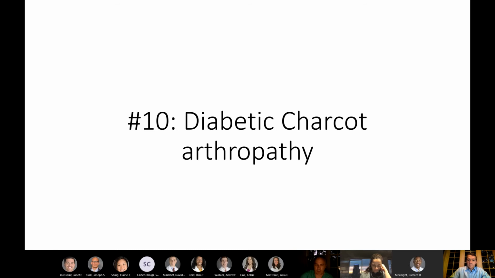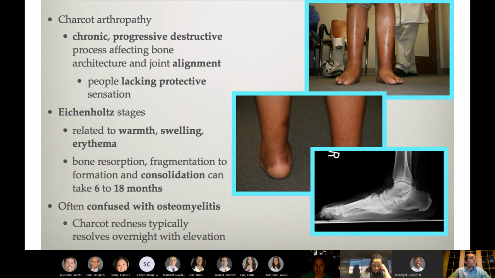Diabetic Charcot arthropathy, you guys see that all the time when you're on our service. Essentially, this is typically in diabetics, but it doesn't have to be. When Charcot originally described this, it was in syphilitic patients because the syphilis caused them to have lack of sensation, and so they would get essentially these dissolved joints.